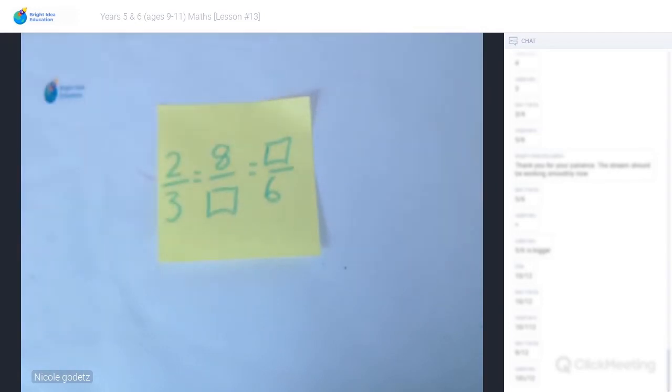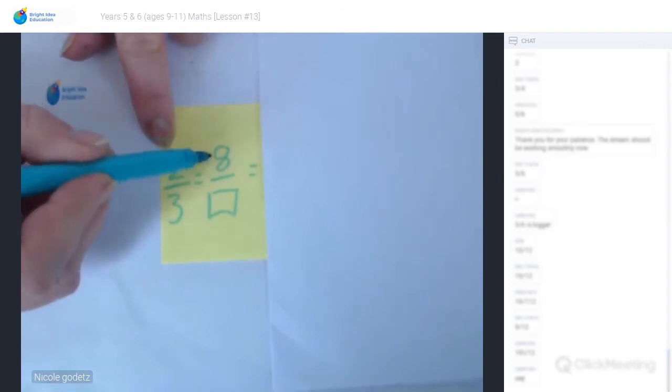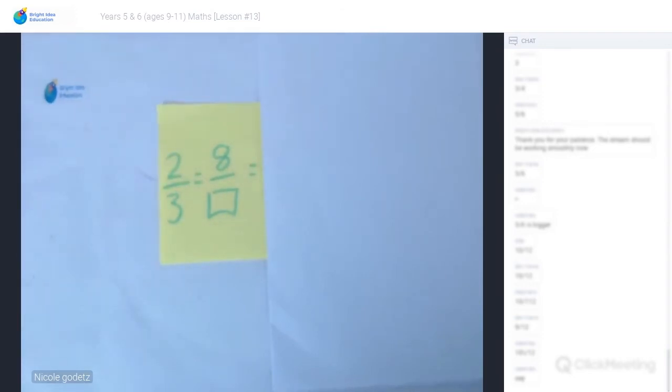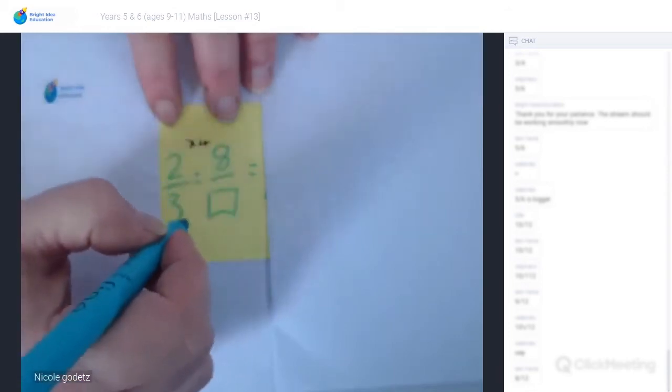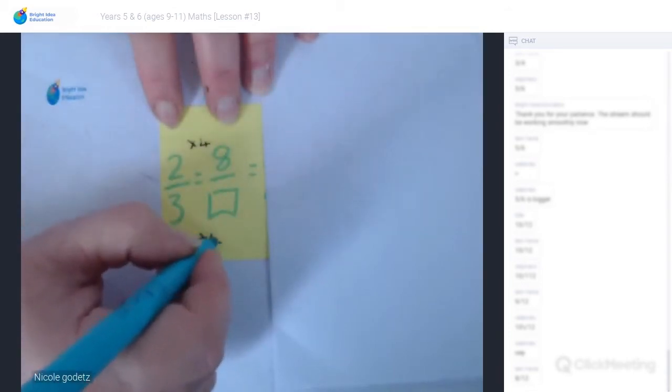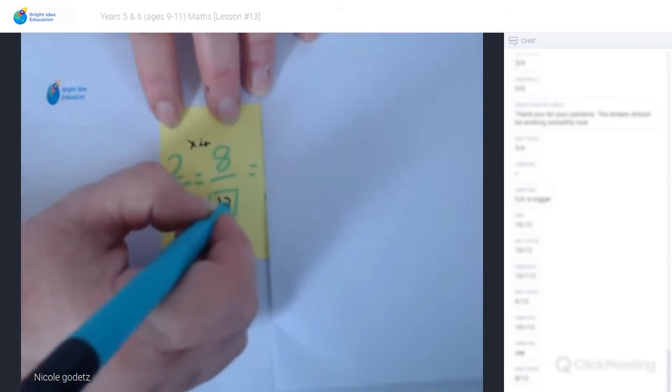2/3 is 8 what? Let's do that one first. What has happened to the numerator? What did we have to do to 2 to make it 8? We have to multiply by 4 to make it 8. So we have to do exactly the same to the bottom. 3 multiplied by 4 is 12.